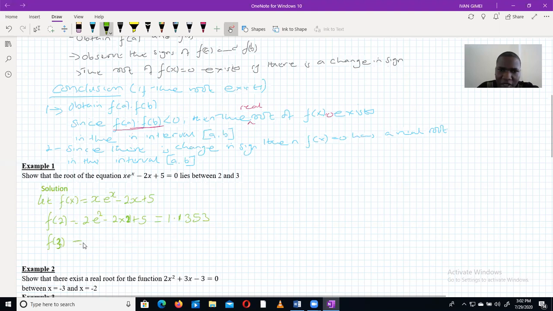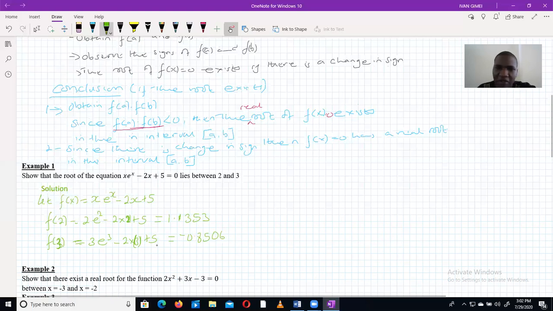Then f(2) is that, and now we're putting 3. f(3) will be the same as 3^3 minus 2 times 3 plus 5. This is 3 plus 5, which gives us, when you put that, negative 0.8506.